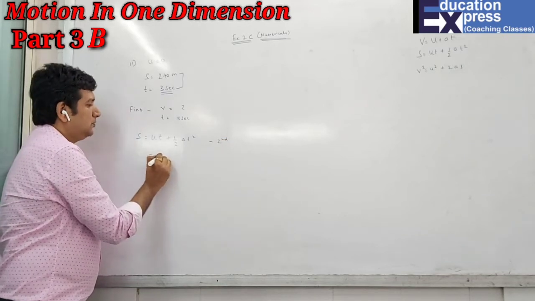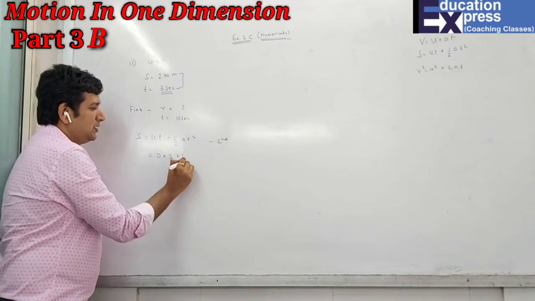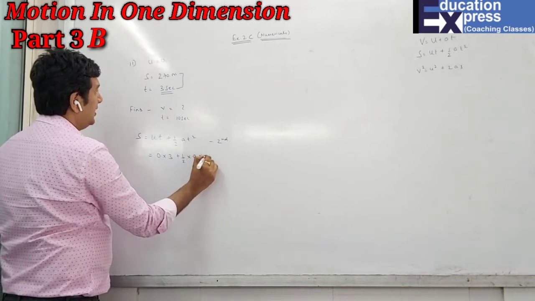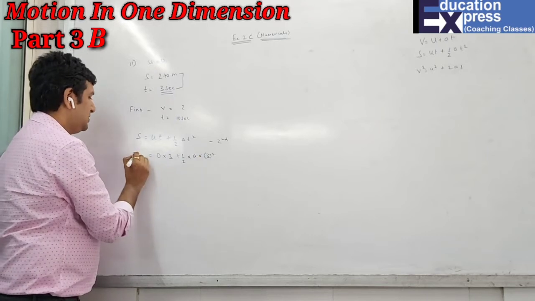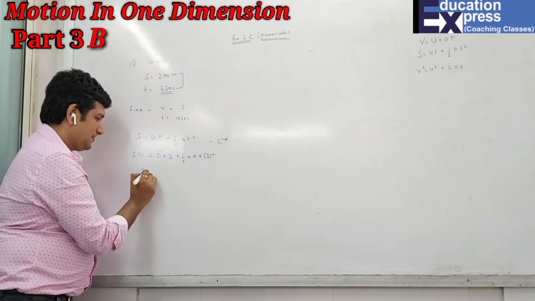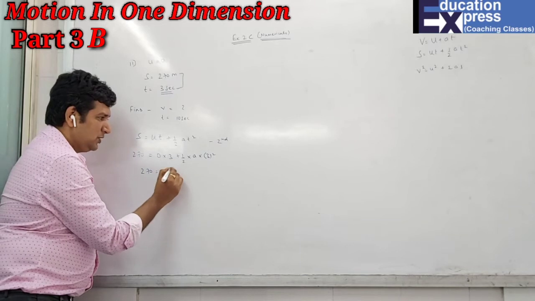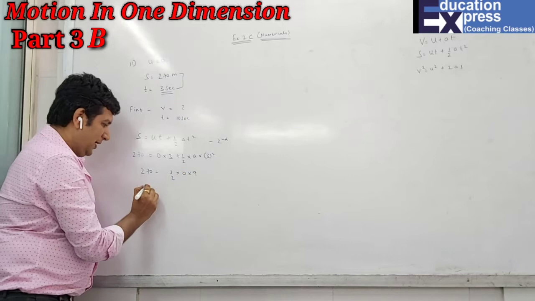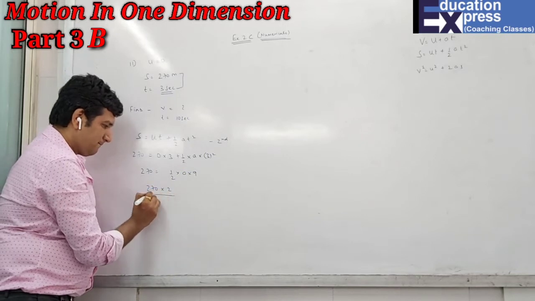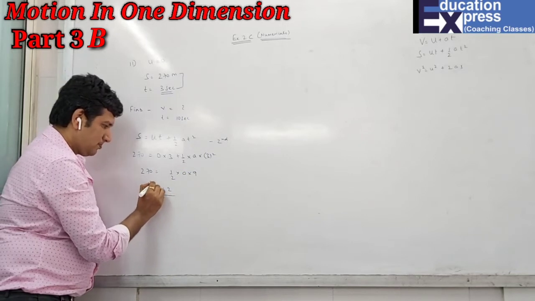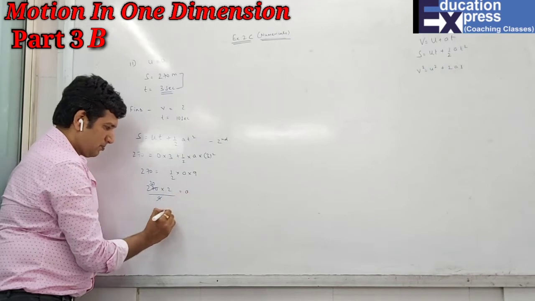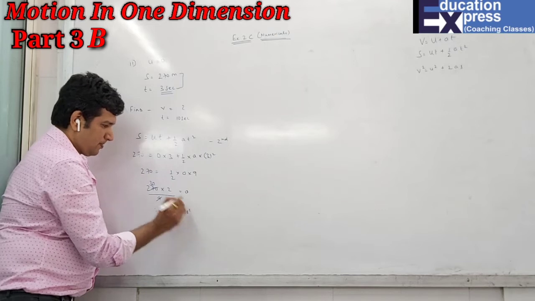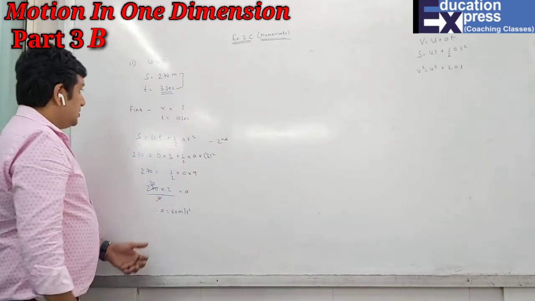S = ut + half a t square. What is u? 0. Acceleration is not available, time is 3 square, and displacement is 270. So u times t is 0, and what is left is half into a into 9. Cross multiply. So we got the acceleration, 60.